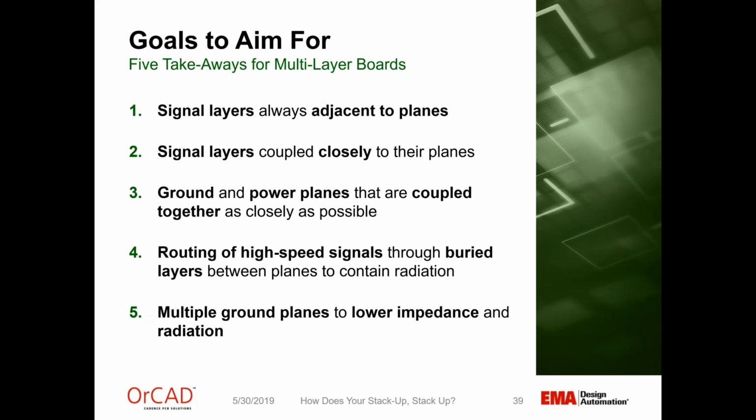The routing of high-speed signals through buried layers between planes to contain radiation. So this was what I was mentioning about those high-speed signals. You want to put those high-speed signals on internal layers so that their radiation is contained within the power planes that are surrounding it. And multiple ground planes to lower impedance and radiation as well too. So you want low impedance, low radiation to get out of your board.